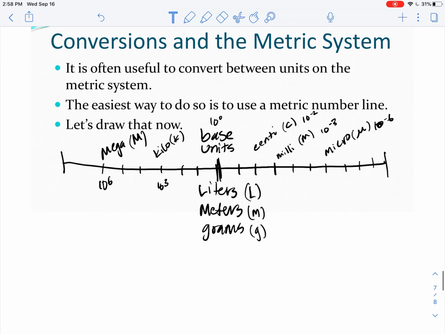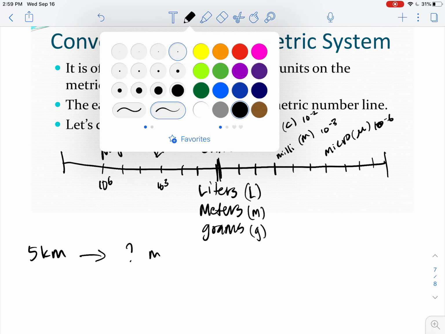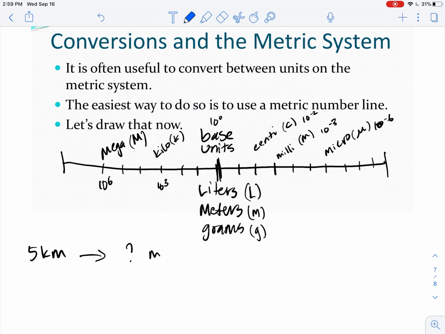So, 5 kms. That means 5 kilometers. And what if I asked how many meters that is? If you run cross country, you know, but you can use this chart to show you. So here's what I do to use the chart.